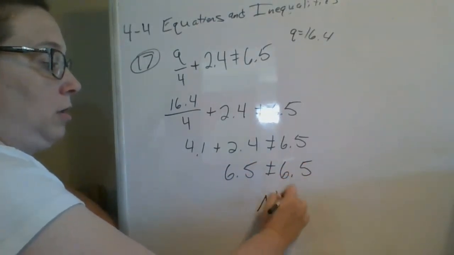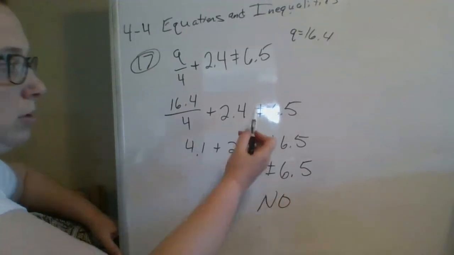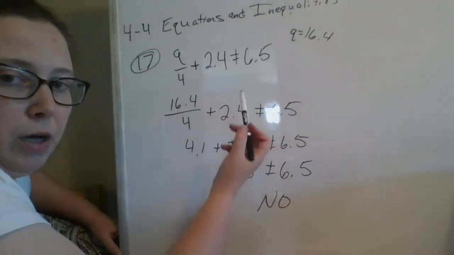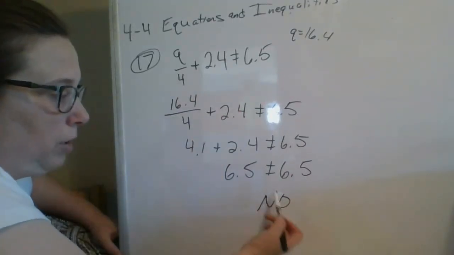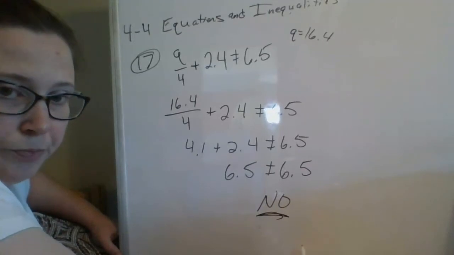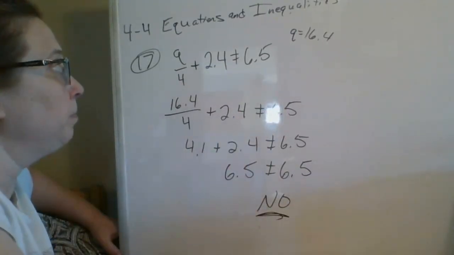So that is not a solution, because this actually should be equals. If this was an equal sign coming down through here, then it would be a solution. 16 4/10 would be a solution to this. But because it was not equals, this is not true. It's not a good solution for our problem here.